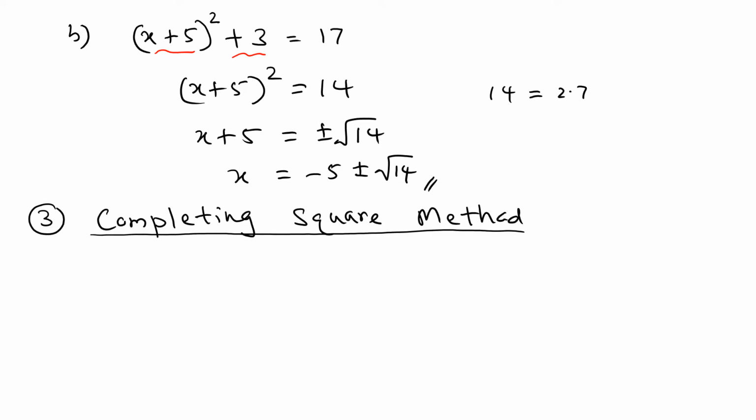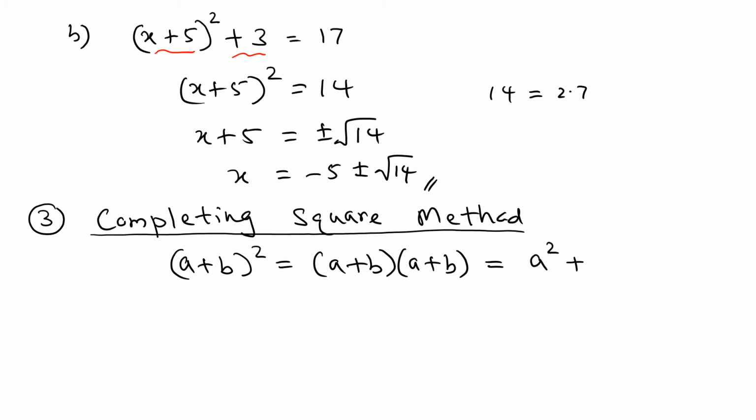The completing square method is based on a special identity that we know in algebra. If you have (a + b)², it simply equals (a + b) times (a + b), which simplifies to a² + 2ab + b². You get the ab term twice, because each combination gives you an ab term. There are two of them, and then the last term is b².